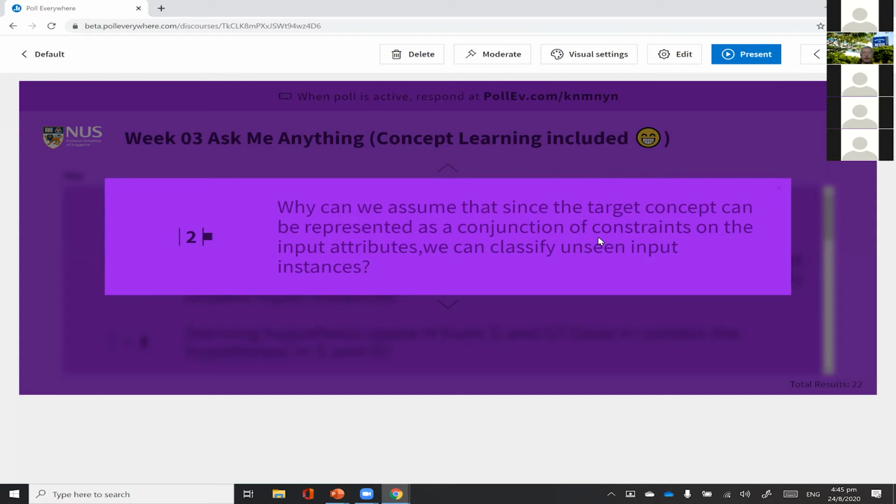Okay, so there's two things here. There's the point that the target concept can be represented as a conjunction of constraints. That's one part. The other part is that we're using a conjunctive learner. If we're not using a conjunctive learner, even if the target concept is in this conjunction of constraints, because the two don't overlap or only partially overlap, then we are not guaranteed to be able to classify unseen instances correctly, okay?